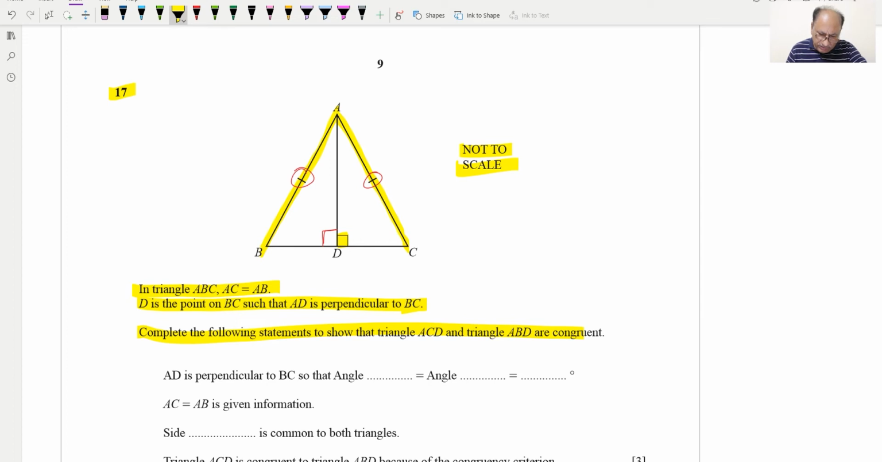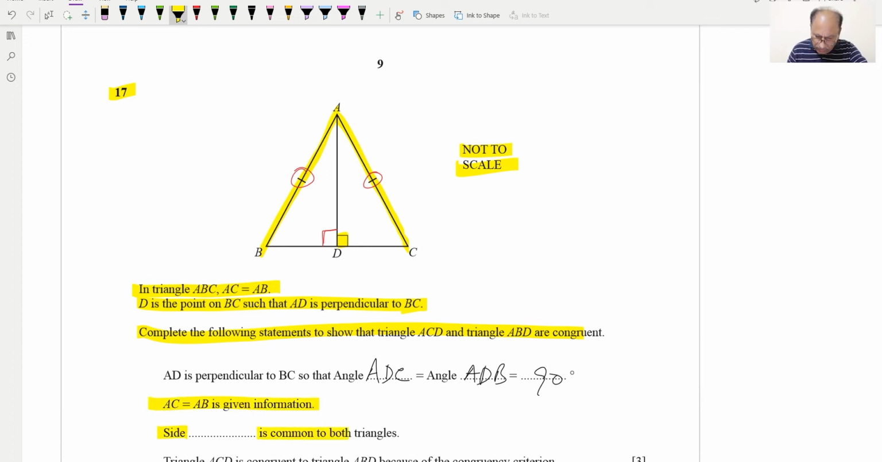So AD is perpendicular to BC, so that angle ADC is equal to angle ADB. Both angles, as we discussed over here, are 90 degrees. So we can indicate over here, this will be ADC is equal to ADB, and this is 90 degrees. AC is equal to AB is given information, so this information is provided.